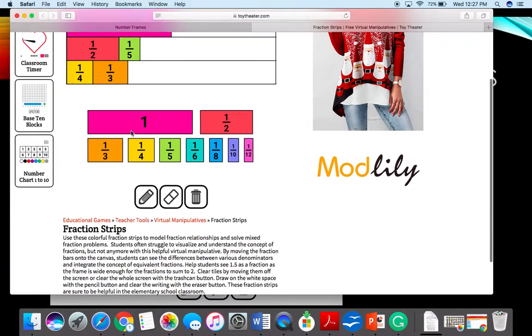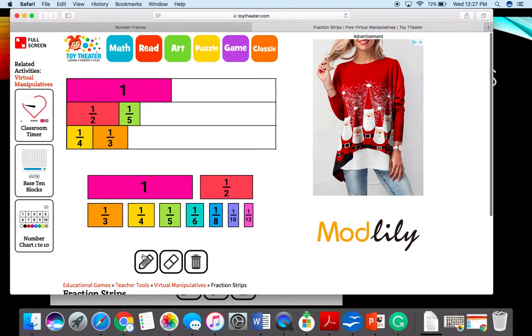So students can then compare this. This doesn't give students as much workspace, but they can still write on the screen. So if they wanted to write out the equation, they would be able to do that also while they're using the fraction strips.